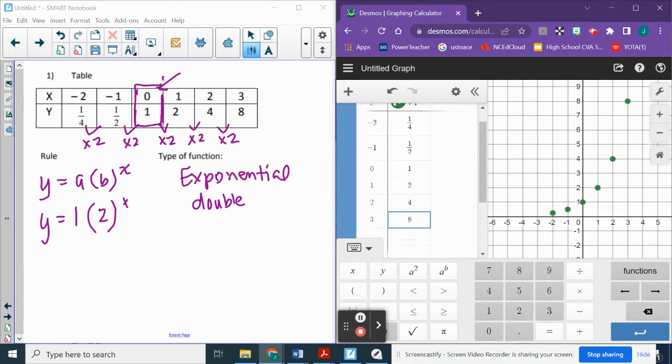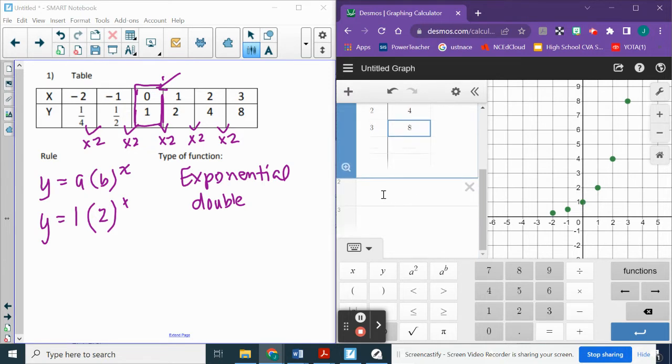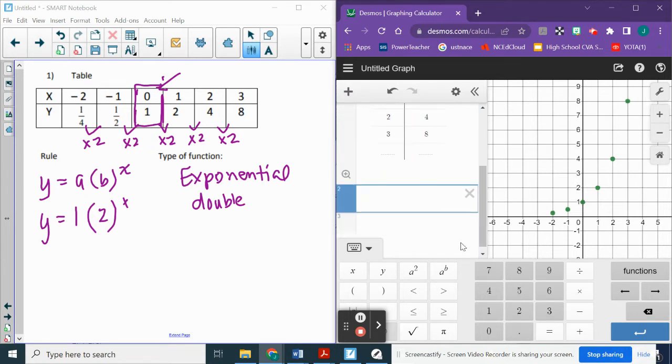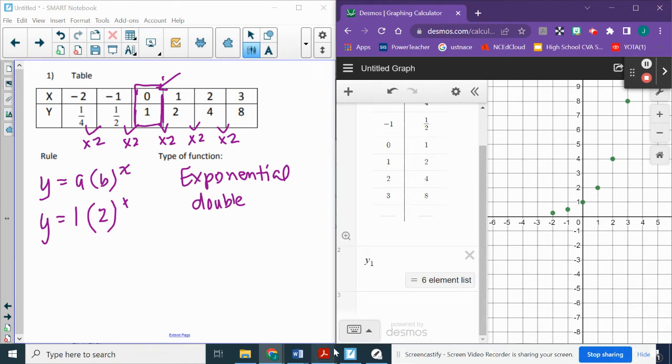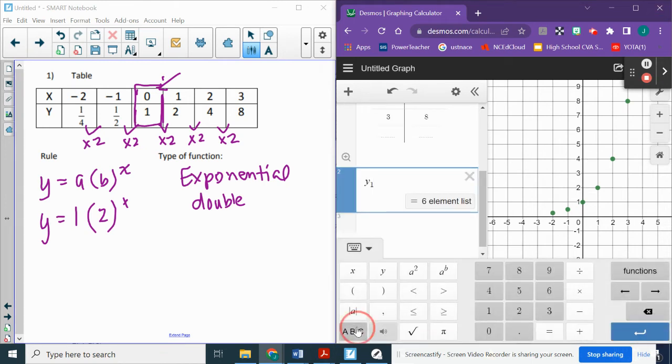Now, just looking at this as is, you should see that this is a positive exponential function because you can see that curve. And you see that it touches the y-axis at 1. Now, to get the rule, just like you did with linear equations when finding lines of best fit, we're going to do y1. And then you are going to hit ABC, which is down here behind this thing. Let me move it there. So hit ABC.